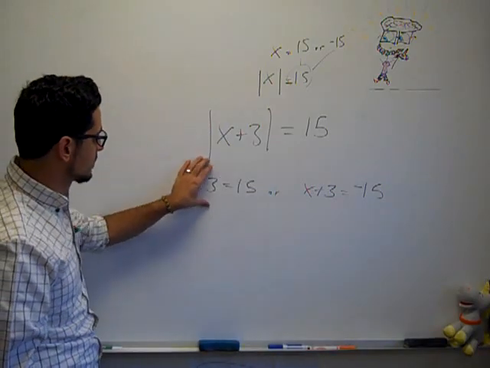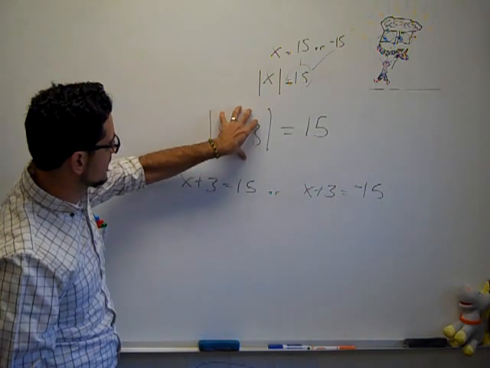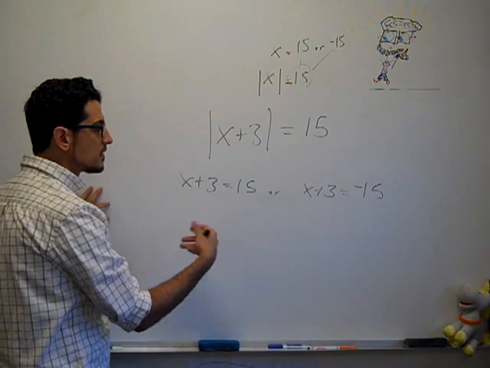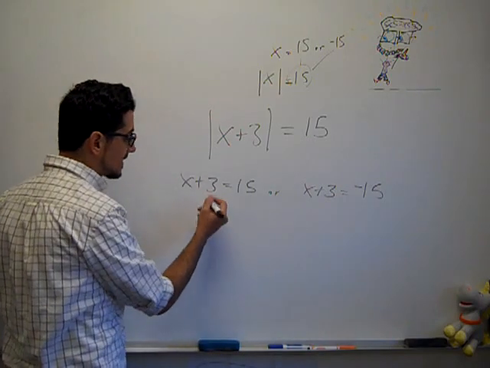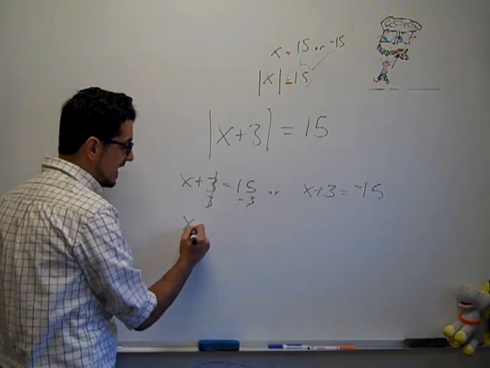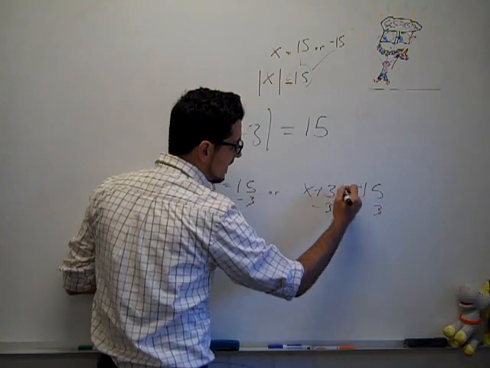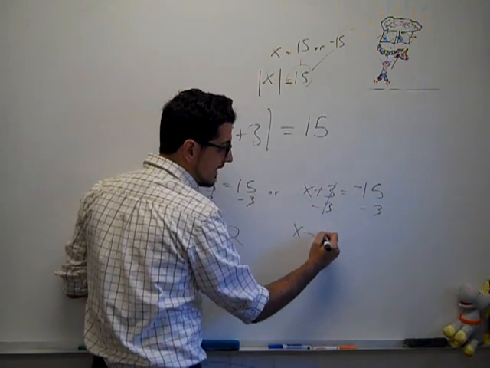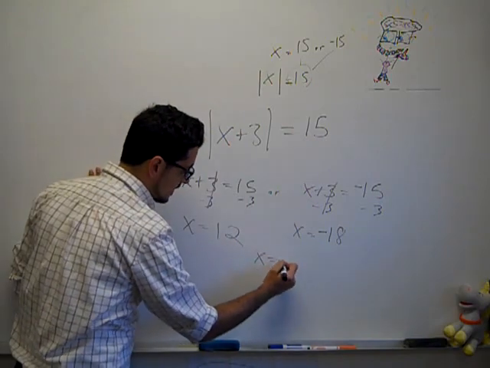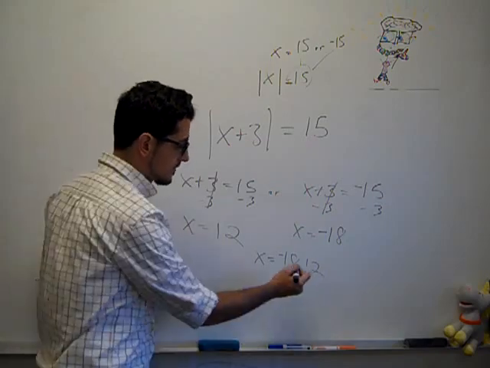So in this case, when I have the absolute value of x plus 3 equal to 15, the distance from zero is 15, so it could be -15 or +15. To solve for x, I isolate my variable. In this case, I subtract 3, it cancels out, and I get x is equal to 12. In this case over here, I subtract 3, and I get x is equal to -18. These are the two values of x, so I'd write x is equal to -18 or 12. And these are my two values. That's supposed to be a 12.